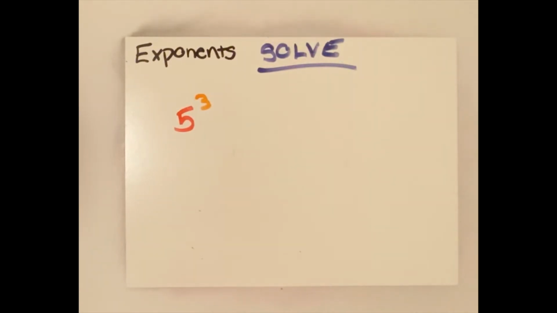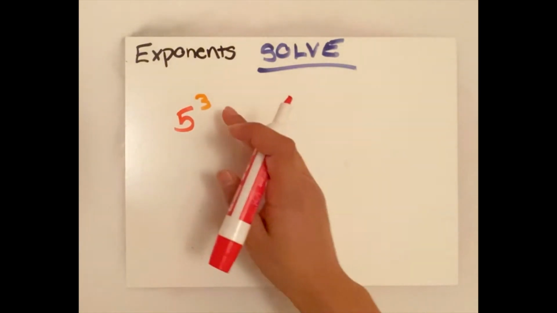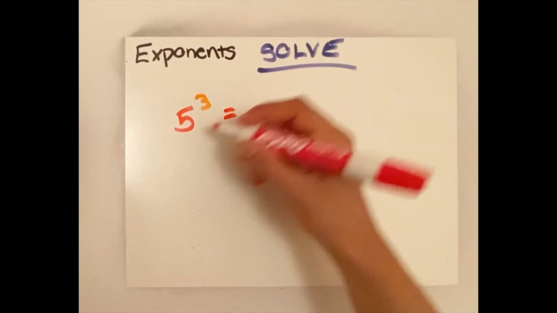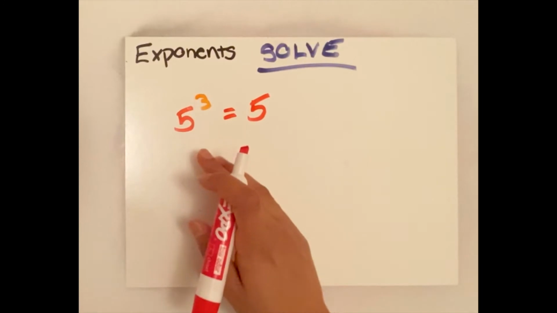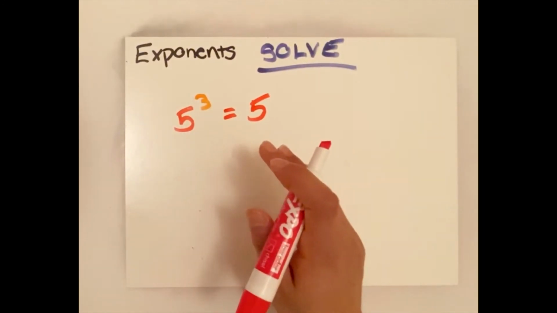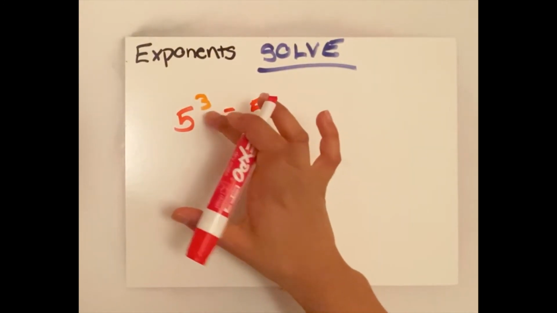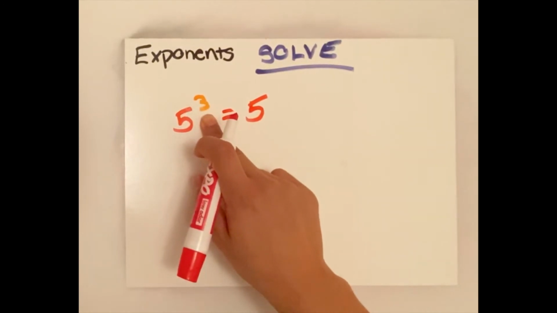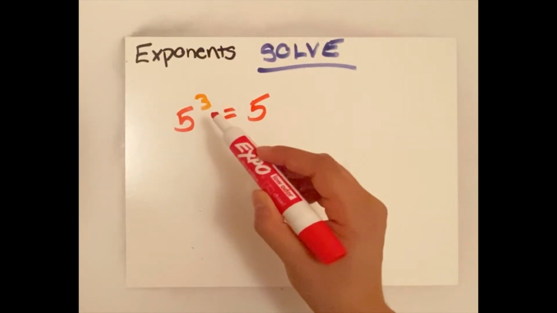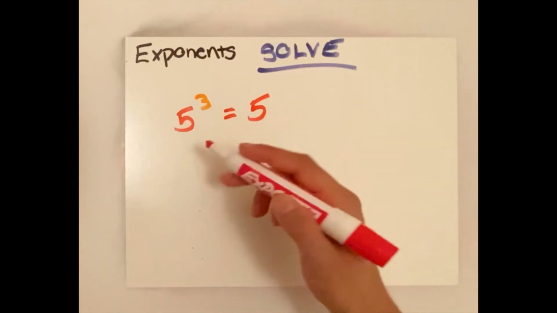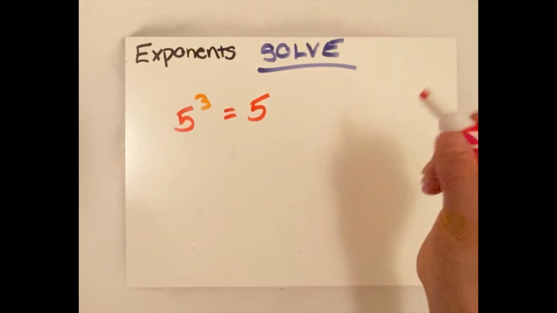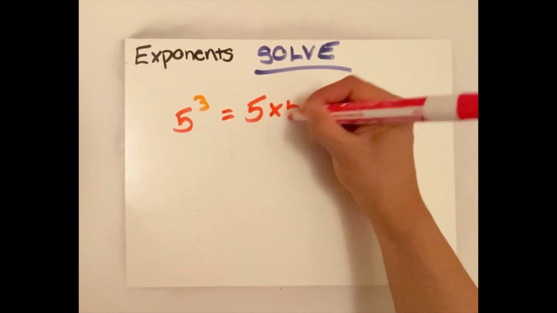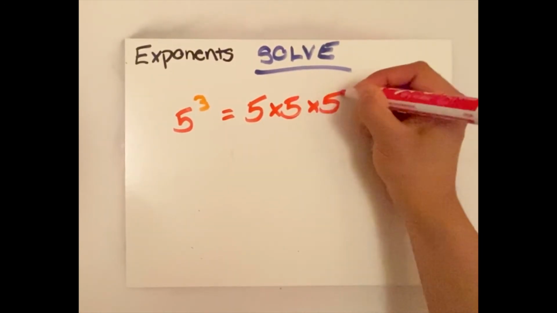Basically, how an exponent works is that you take the base, which in this case is 5, and you multiply the base by itself the number of times that the exponent tells you to. In this case, the exponent is 3. So we're going to multiply 5 times itself 3 times. 5 times 5 times 5.